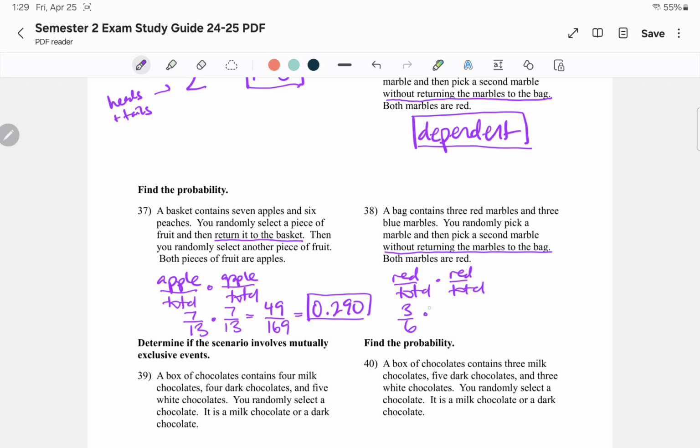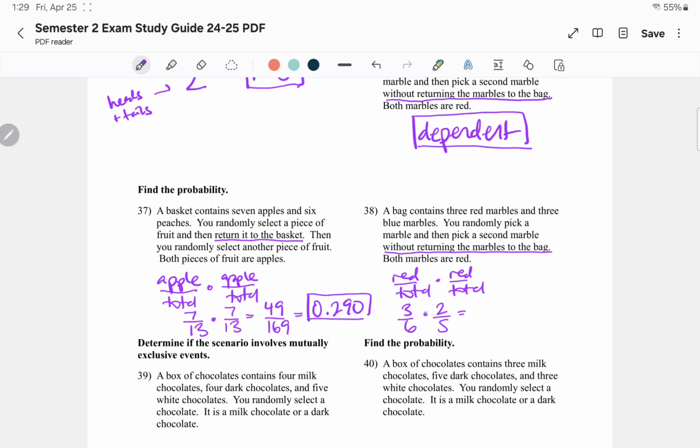And then now, this is where you have to be careful without returning it to the bag. So now that you've gone in there in the bag a second time, how many red marbles? If the first one is red, how many are left in there? 2. How many total are left in the bag? 5. See how the second event, the outcomes, just the number has changed. That's it. So just make sure to account for that.